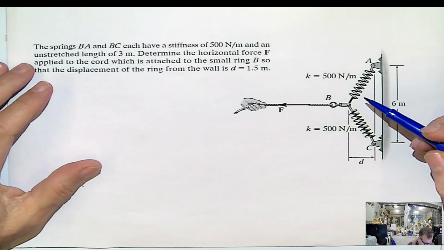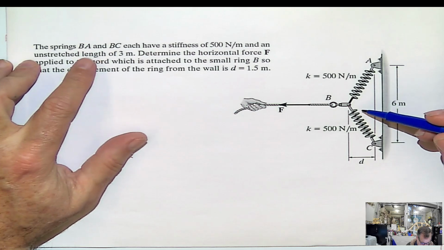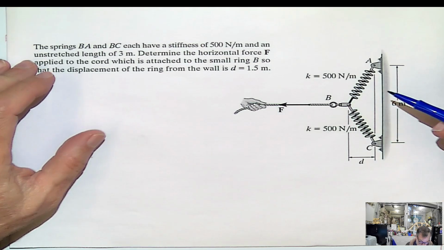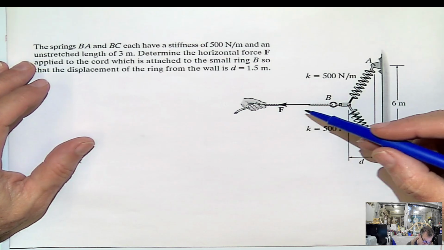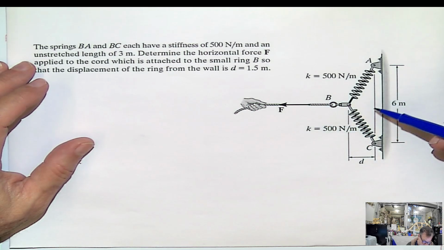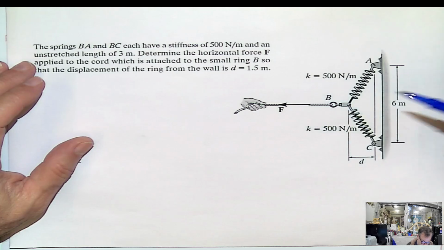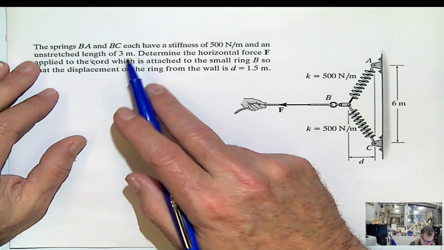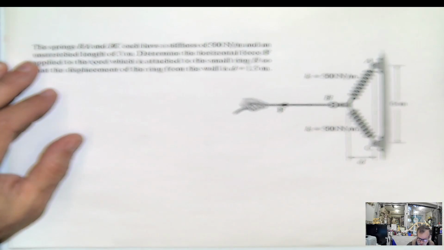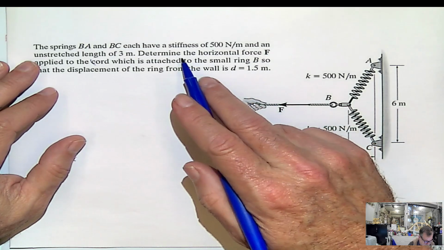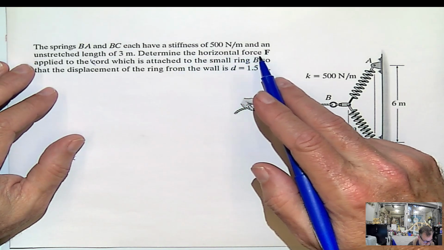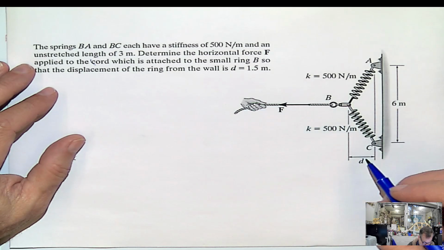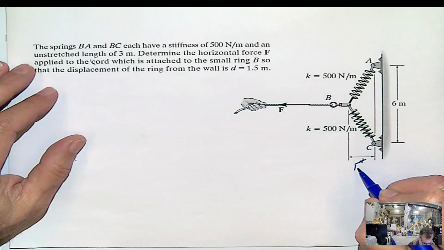The problem states that we have two springs, BA and BC, with the same stiffness. Meaning if the stiffness is the same and the distances are symmetric, the elongation should be the same also, right? And we have an unstretched length of 3 meters, and the problem is asking for the horizontal force that has to be attached, and we have this value here which is 1.5 meters.